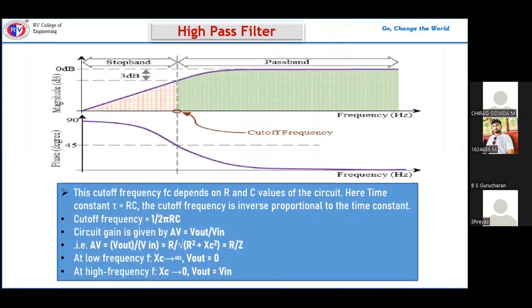This is the graph which explains the frequency response of the high-pass filter capacitor. Up to the cutoff frequency, there is a steady increase in the output. After that, there will be a constant output voltage.